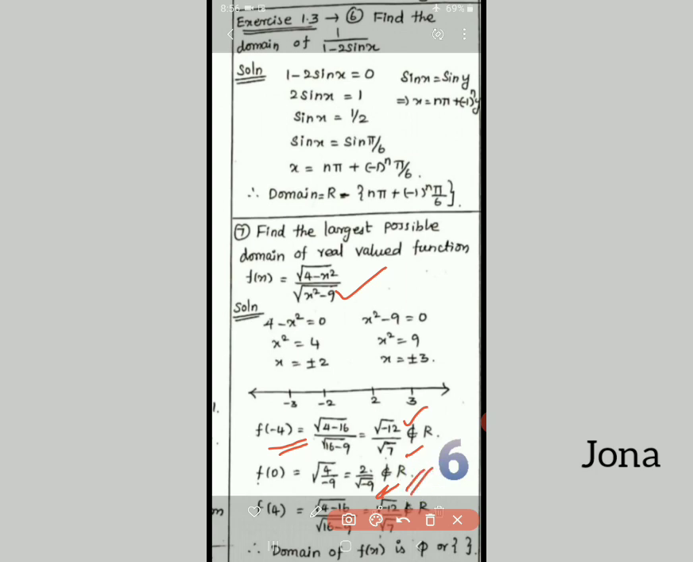And the next one, f of 4. That 4 is above 3. On the number line I got the value 3, isn't it? So above 3 I want to take some number, so I take 4 here. If you substitute, I got minus 12 in the square root divided by root 7. This also does not belong to R. Therefore, nothing belongs to R. So I can conclude the domain of f of x is a null set or the empty set. Any symbol we can put for this.